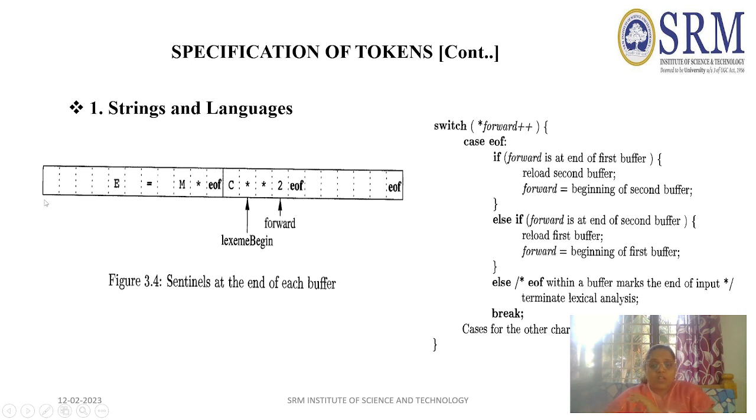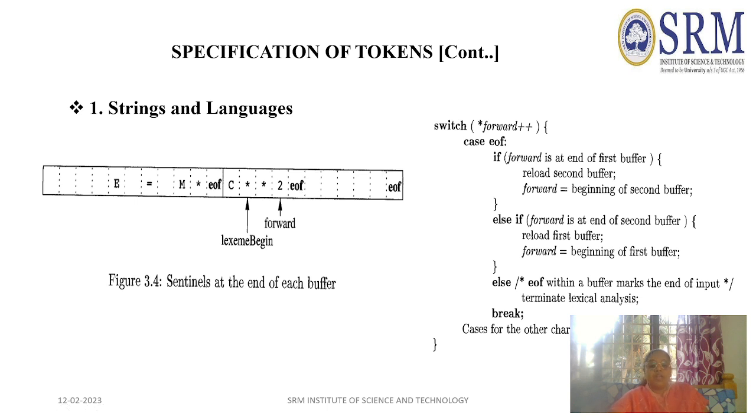If these two things are not the case, then the end of file must be either at the first half end or the second half end of the buffer. If these two are not possible, it means the EOF may identify the end of the input, in between these two, wherever the forward pointer would be. So else means the EOF within a buffer marks the end of input.